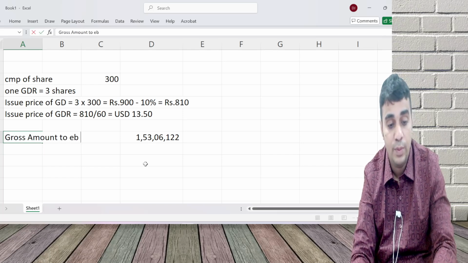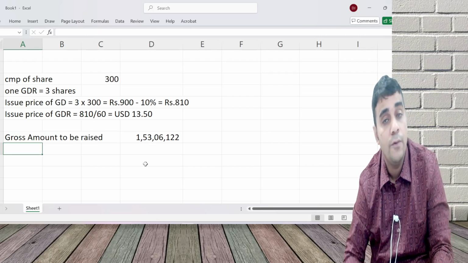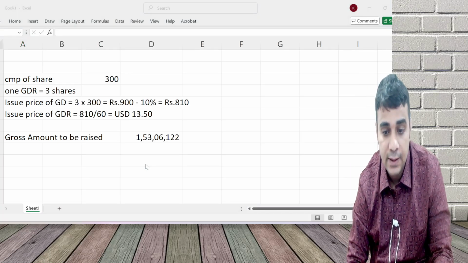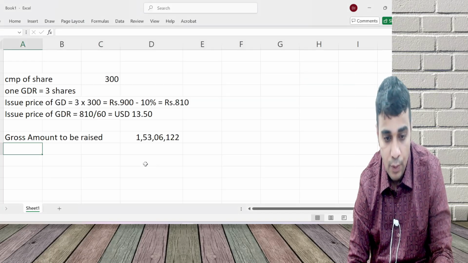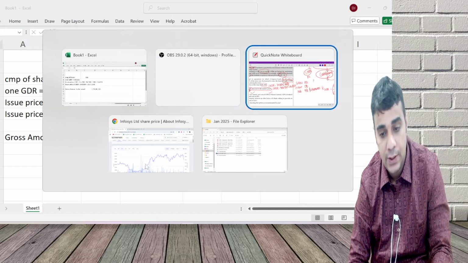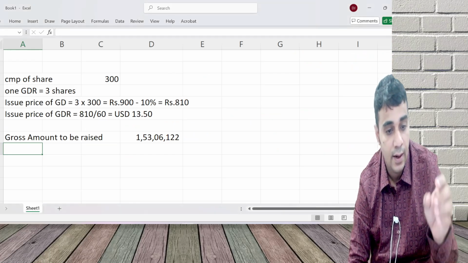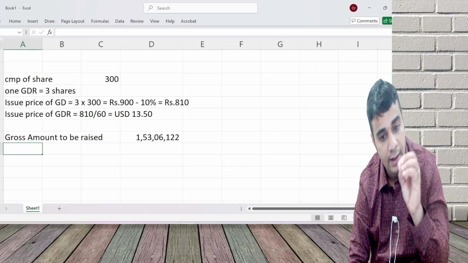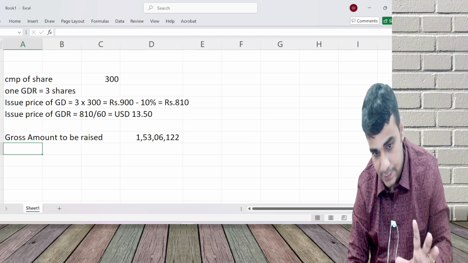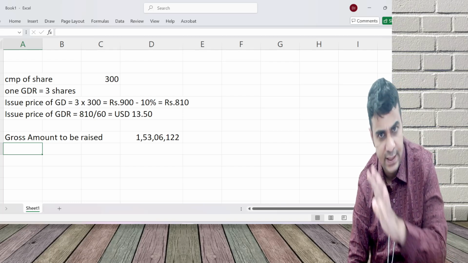Amount to be raised is 1 crore 53 lakh. 1 crore 53 lakh is the gross amount to be raised. Now, in this gross amount, I know the issue price. The issue price is calculated here. I said 1 GDR is 300 rupees per share; 1 GDR is 3 shares, so 900 rupees. 10% discount gives 810, the issue price. There is flotation cost, which we'll see later.